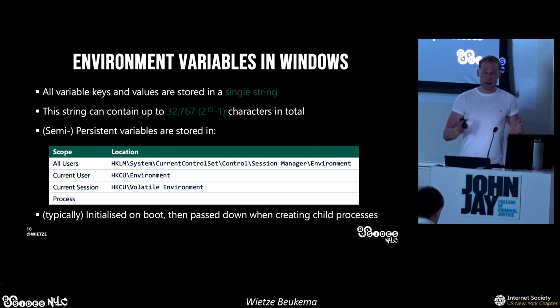So how are they implemented in Windows then? Because before I was just talking generically, right, cross-platform. How did they work in Windows? So all environment variables in Windows, and out of the box you get quite a few, they're all concatenated into one massive string, which has an upper limit. It can contain 33-ish thousand characters in total. So the names of your variables and the values they hold should not exceed that.